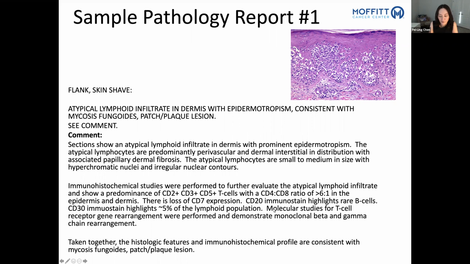And for this case, if I perform molecular studies, I would say molecular studies for T cell receptor gene rearrangement were performed and demonstrate monoclonal beta and gamma chain rearrangement. So in summary, taken together, the histologic features and immunohistochemical profile are consistent with mycosis fungoides patch plaque lesion. I bottom line this case; usually a pathology report has a final diagnosis bottom line. Here I write: atypical lymphoid infiltrate in dermis with epidermal tropism consistent with mycosis fungoides patch plaque lesion. And see comment, this is a comment. I went through the comment with you first. So this is sample pathology report number 1.